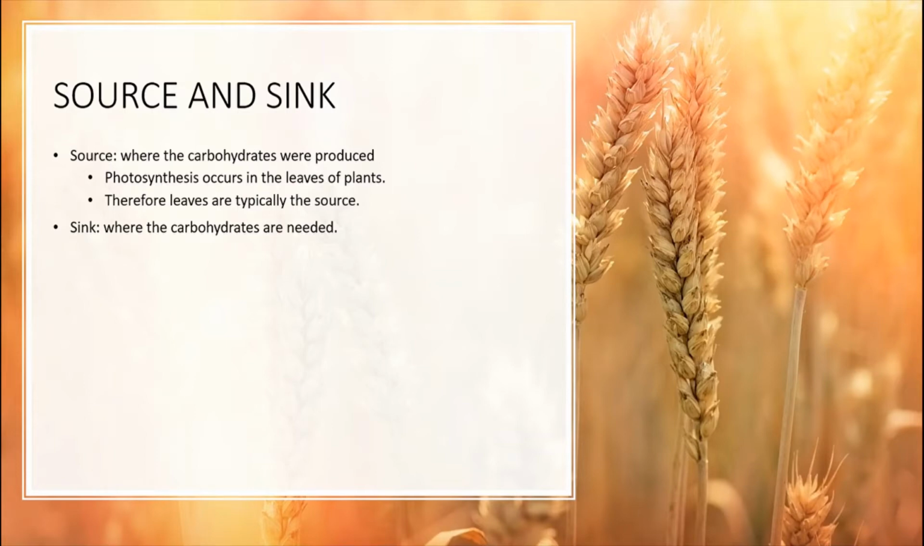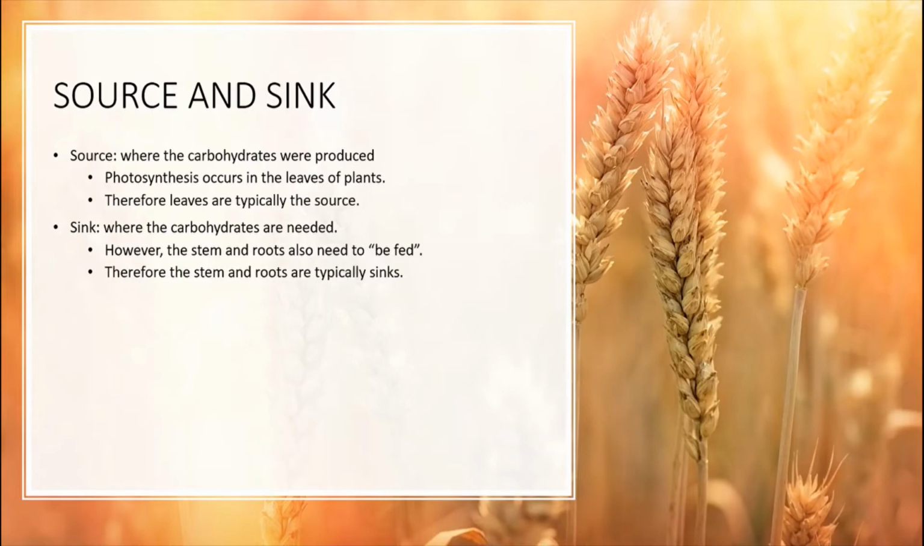So let's have a look at what the sink refers to. We know that the sink is where carbohydrates are needed, and so if we look at the site of production of carbohydrates being in the leaves, that's all well and good, but we know that the stem and roots also need some carbohydrates. They also need to be fed. And so therefore the stem and roots are typically the sinks that we are talking about. So when we're talking about from source to sink, we're usually talking about from leaf to stem or from leaf to root. So that's like the sort of basic definition of a source and sink.